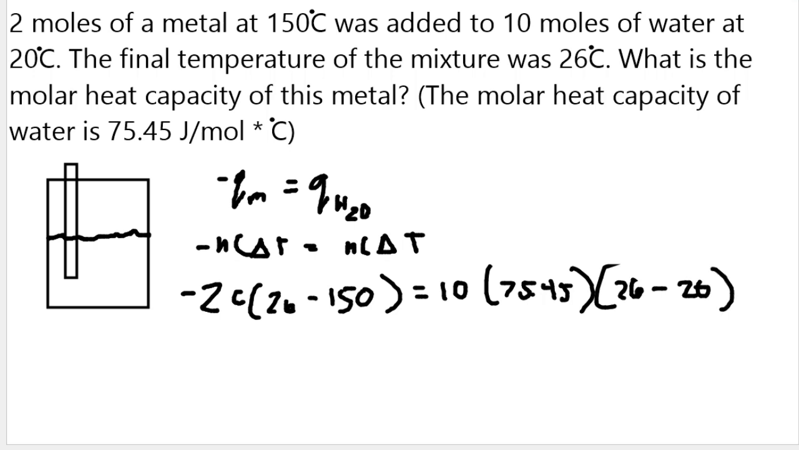Let's just write it. And now we can divide both sides by 2 and by 26 minus 150. So the molar heat capacity of this metal is around 18.25 joules per mole times degree Celsius.